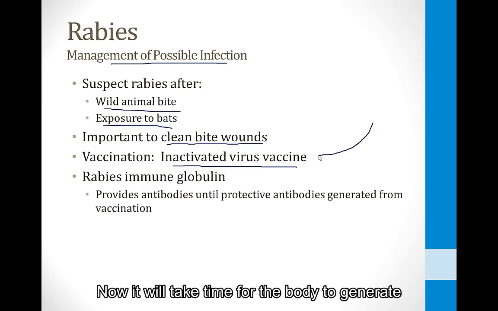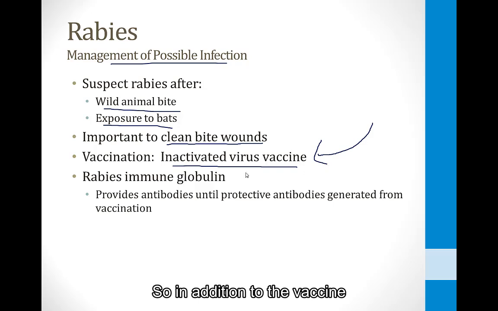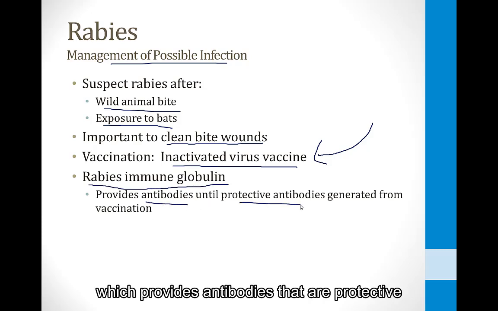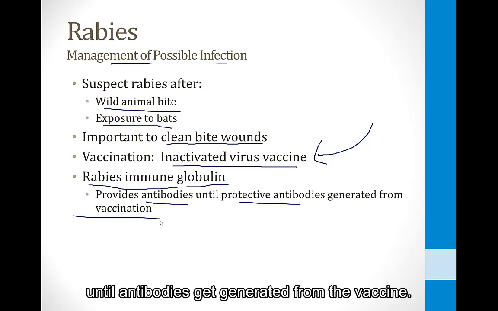Now it will take time for the body to generate an immune response, so in addition to the vaccine, you administer something called rabies immune globulin, which provides antibodies that are protective until antibodies get generated from the vaccine.